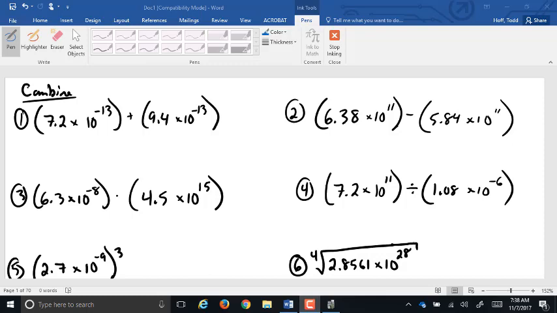So for the first one here, we're adding. Remember, when we add or subtract, we must have the same name. And in scientific notation, that comes down to that power of 10. They are both 10 to the negative 13th.